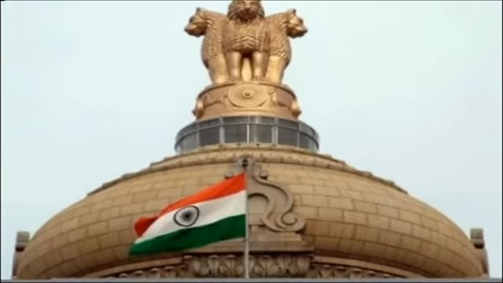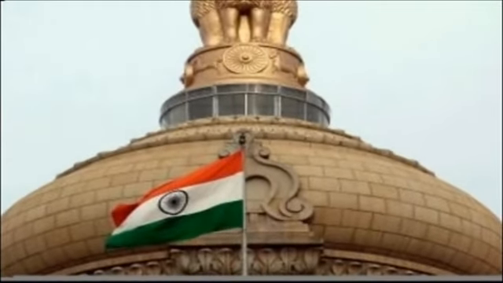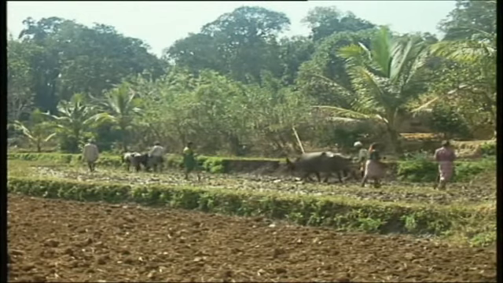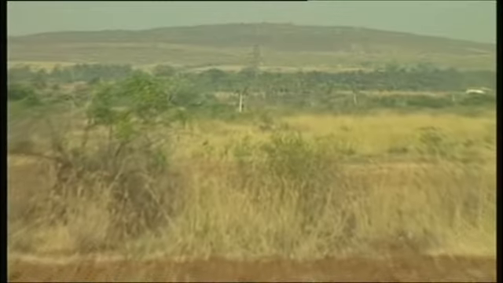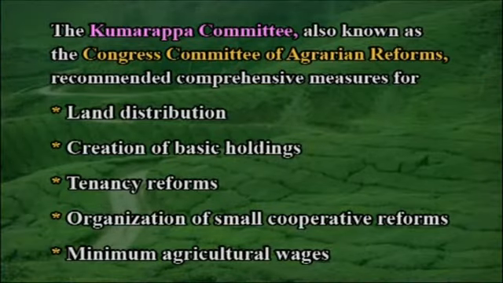Since independence in India, a number of steps have been taken to make structural changes in the agrarian societies and land reforms. The Kumarappa Committee, also known as the Congress Committee of Agrarian Reforms, recommended comprehensive measures for land distribution, creation of basic holdings, tenancy reforms, organization of small cooperatives and minimum agriculture wages. But so powerful was the lobby of the big and middle class peasants that the recommendations were shelved.